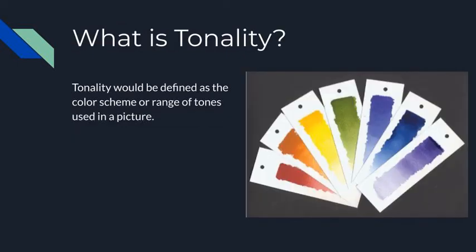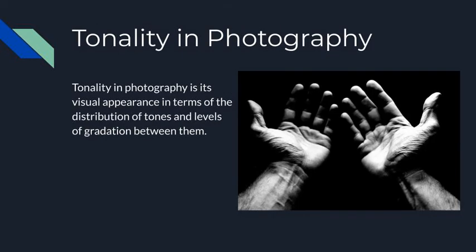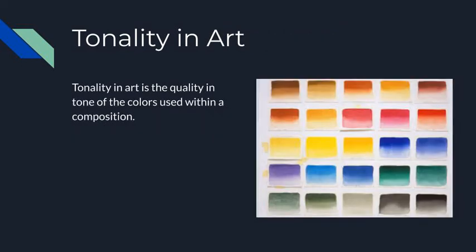Let's also talk about tonality. What is tonality? Tonality would be defined as the color scheme or range of tones used in a picture. Tonality in photography is its visual appearance in terms of the distribution of tones and levels of graduation between them. Tonality in art is somewhat similar to tonality in photography. Tonality in art is the quality and tone of the colors used within a composition.